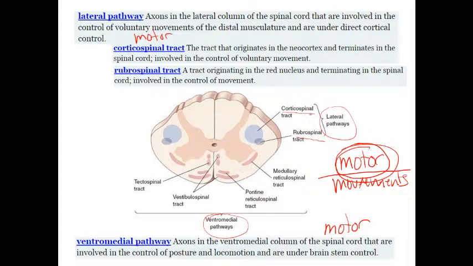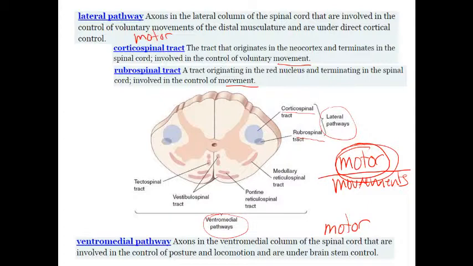Now, in the lateral pathways, there are these two different divisions here. There's the corticospinal and the rubrospinal tract. The corticospinal tract is involved in voluntary motor movement, and the rubrospinal tract is involved in sort of the control of movement. Interestingly, the rubrospinal tract is a very ancient, very primitive tract that goes up and down. I think you can see it in some really old lizards and stuff like that. But don't worry about that. So all of these are motor pathways.